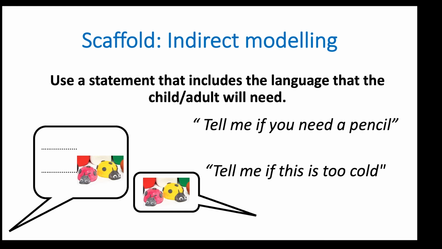Now let's have an example here. So tell me if you need a pencil. Yeah, the "need a pencil" will be the model, and then the child or the adult can say, I need a pencil. Or for example, tell me if it's too cold. And they would say, it's too cold. Yeah, so you are not asking them to repeat directly, but you are giving them the language they may want to use.